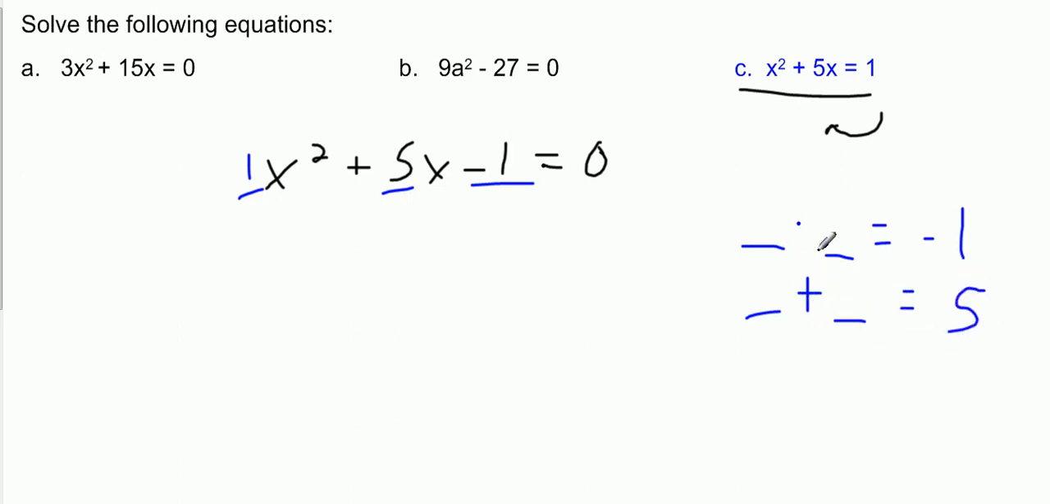The only way you can multiply to 1, right, as integers is a 1 and a 1, and 1 and 1 is not going to make 5. So it's not going to factor. You can't come up with a solution here. So we're going to have to use the quadratic formula.